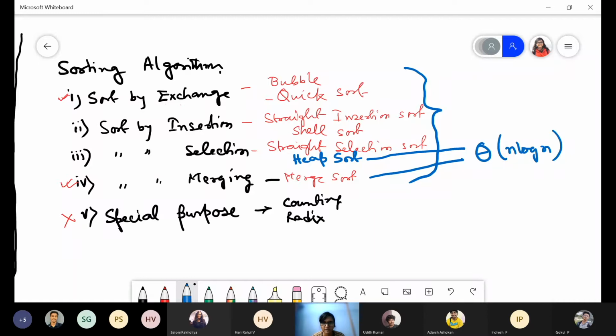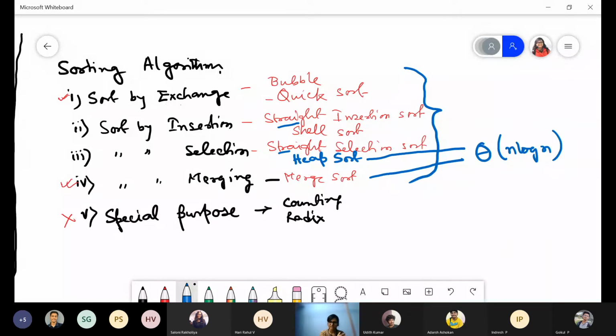Okay, but what does the straight mean? Straight insertion sort, straight selection sort. This straight is actually nothing. Straight is the basic algorithm that was given first in this category of insertion sort. We call it the blind one, right? Yes, it is the blind one. But straight is actually without any modification.